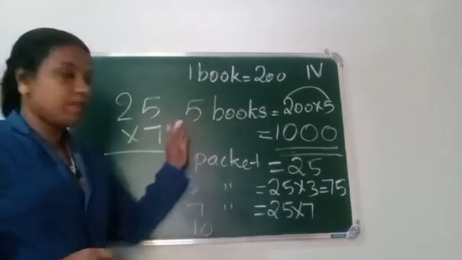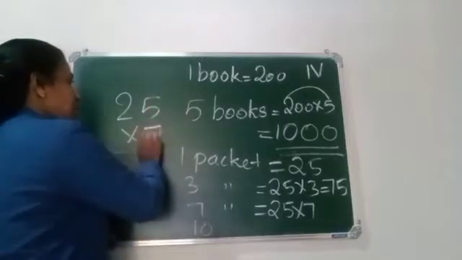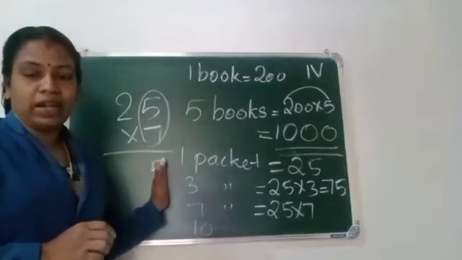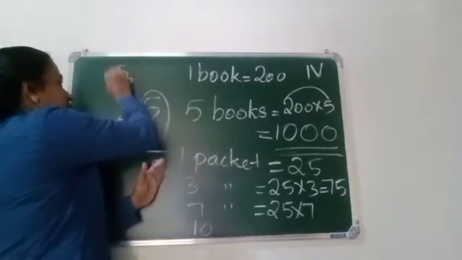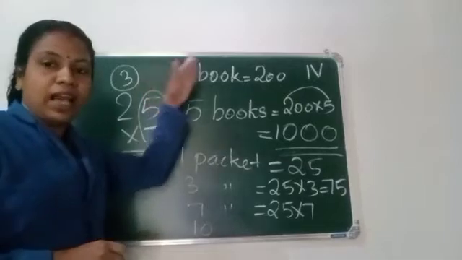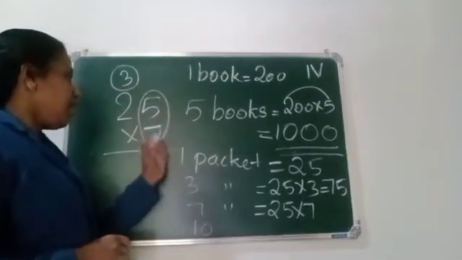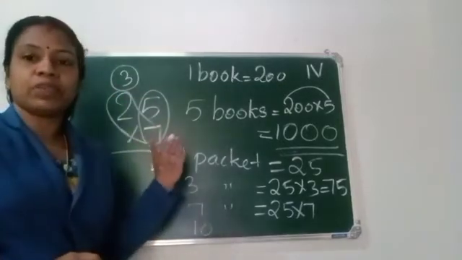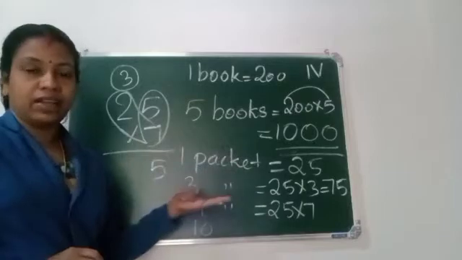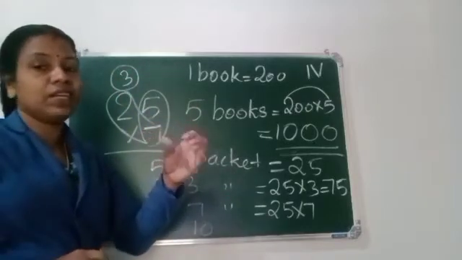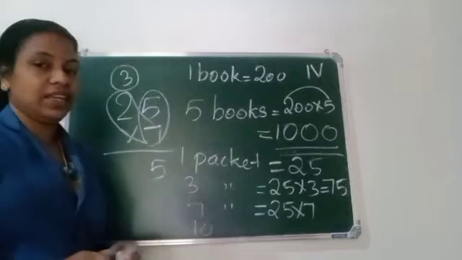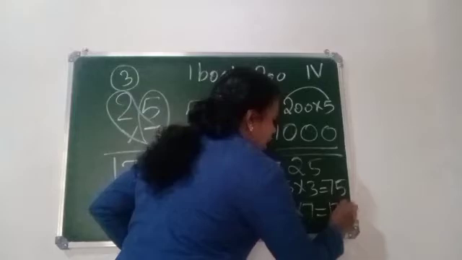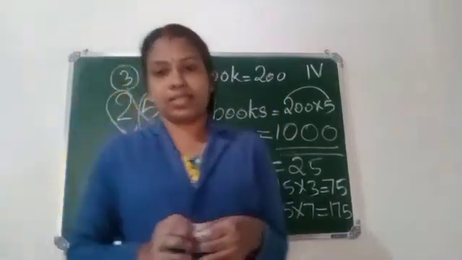Now start with the 1's place. Multiply the numbers. First, 7 into 5, 35. So we write 5 only, and carry 3. Carry over to the next number 3. Now the next multiplication, 7 into 2. What is 7 into 2? 7 2s are 14. 14 plus 3: 14, 15, 16, 17. So, 175 laddus are there in 7 packets.